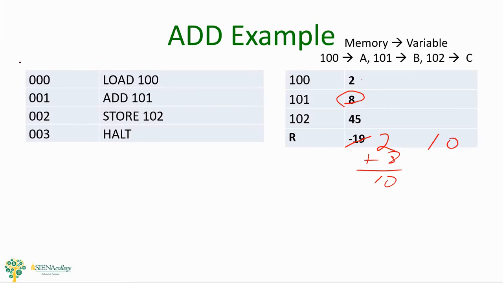Lastly, we're saying store 102. That will take the current contents of R and place it into memory location 102. Let's convert this to Python.